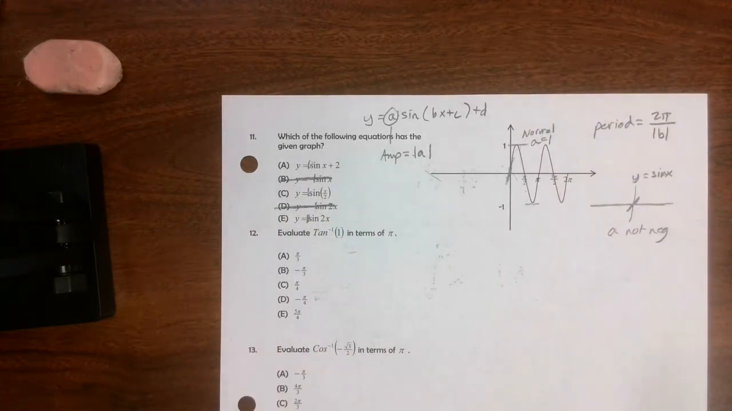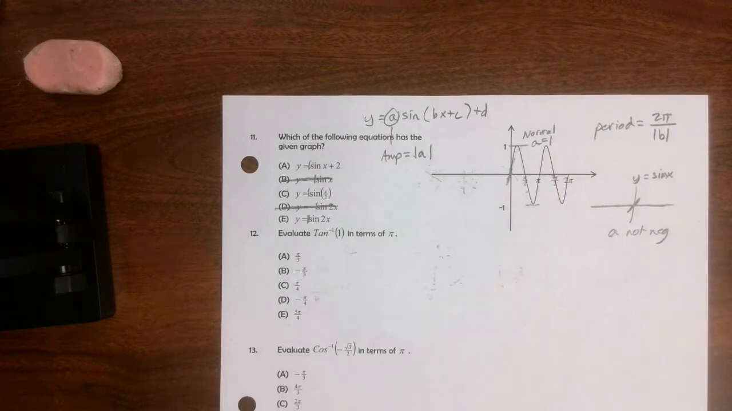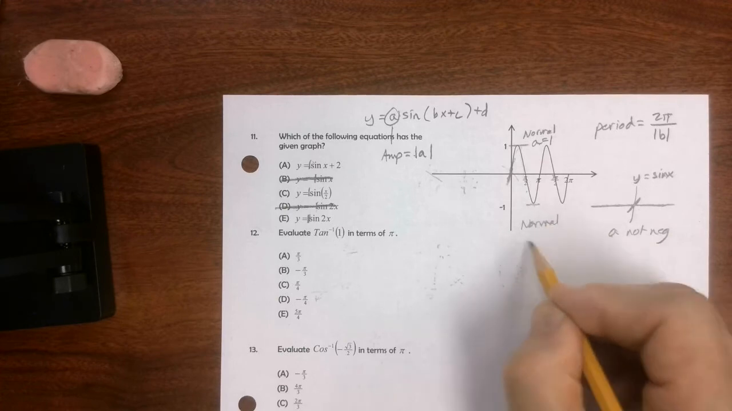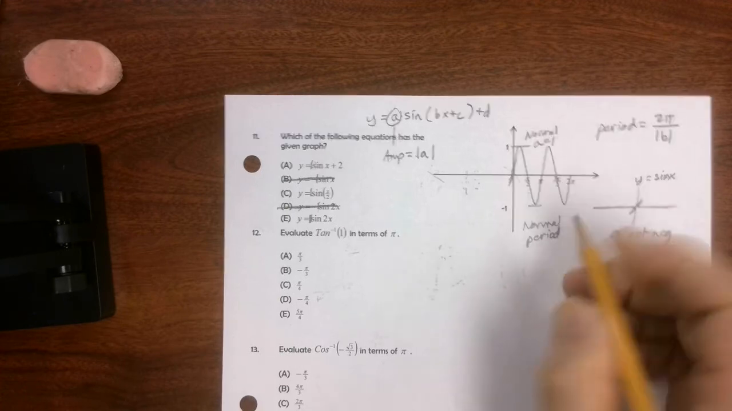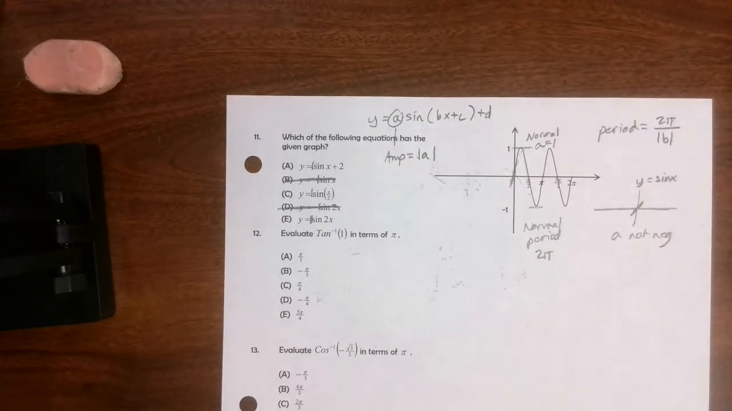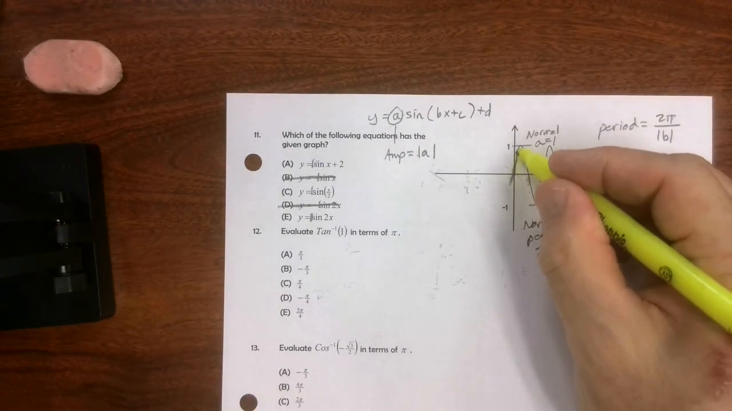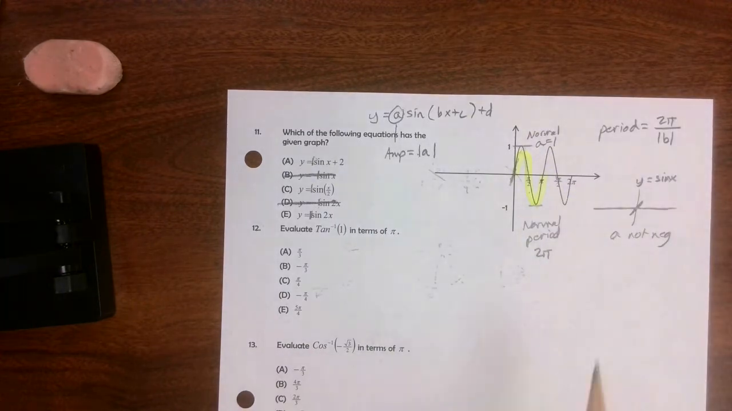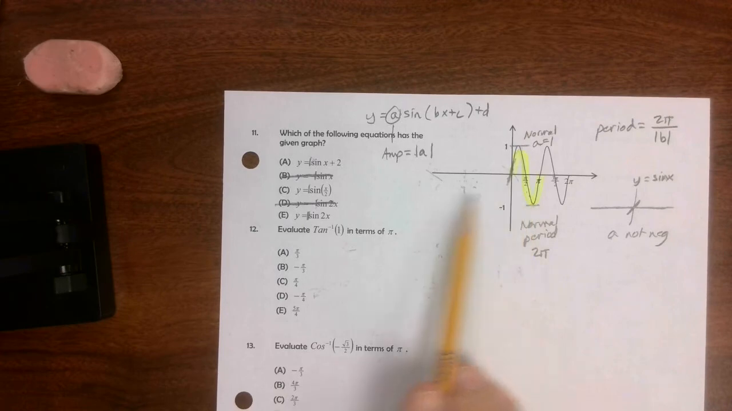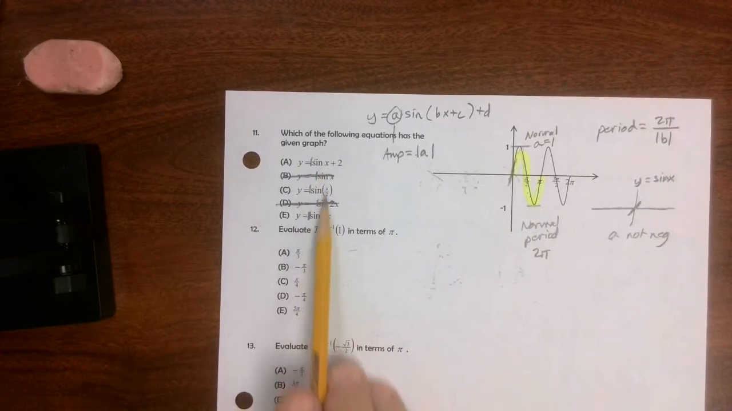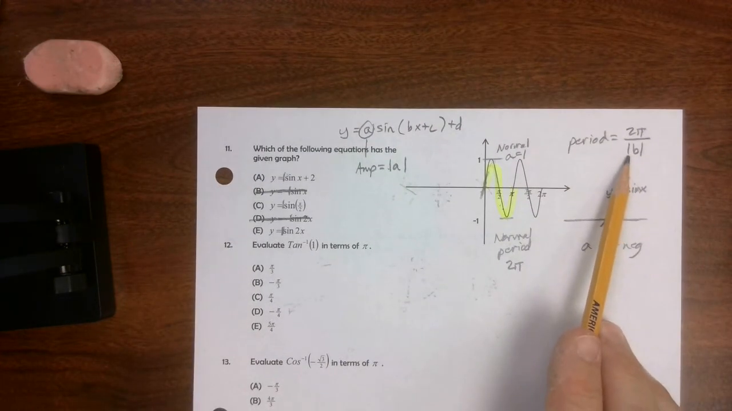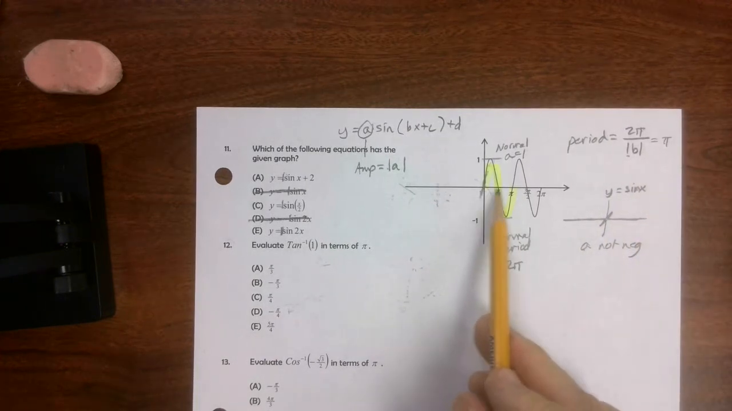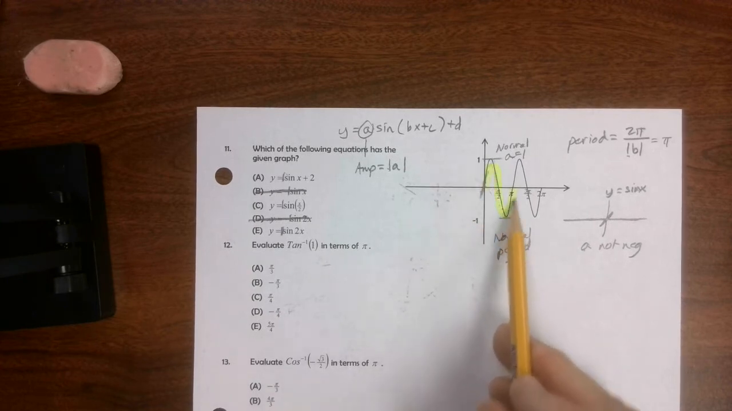But now comes the tough challenge. You need to look at this and understand that the normal period for sine is 2 pi. And what needs to jump out at you on this problem is this period has been horizontally shrunk by a factor of 2. Now, having said that, that doesn't help you much because you have to know what equation does that. Well, if you look at the period formula, how do we get this to equal pi? Because as you can see, that is the period of this yellow portion.